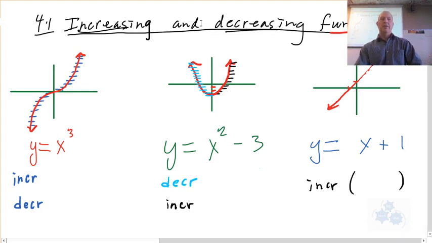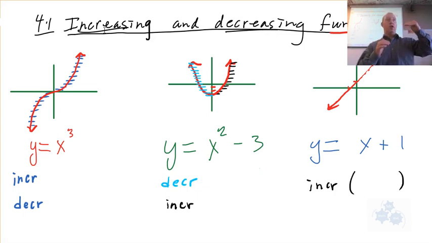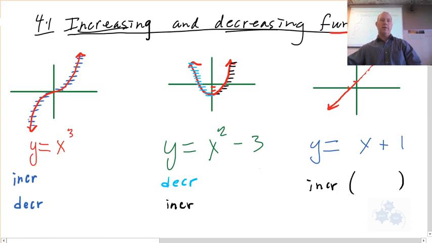Well, a function is increasing when successive values of x have y values that are getting larger and larger and larger. So as you move from a small x up to a larger x, the y values are also getting larger. So the graph is literally climbing from left to right.